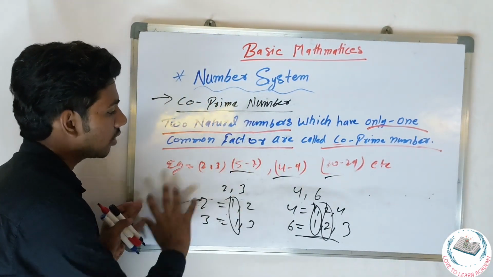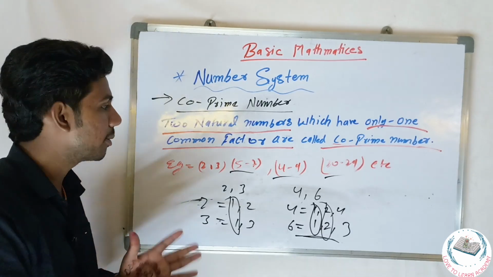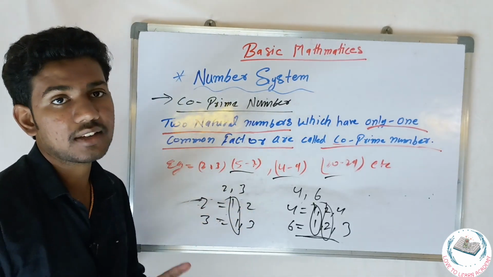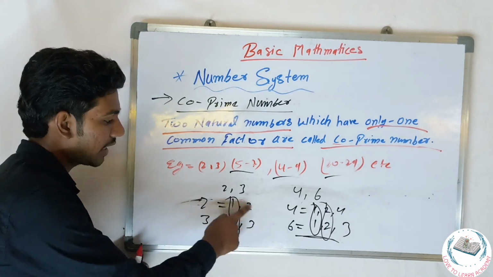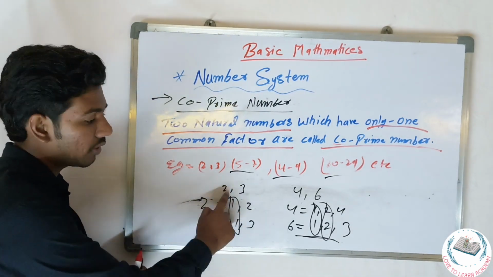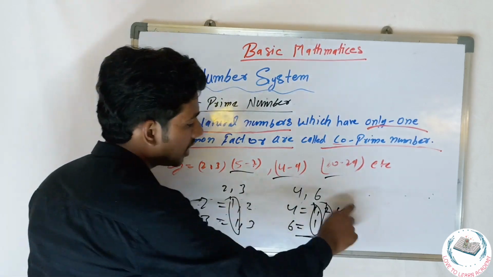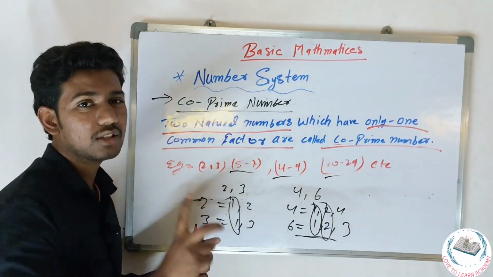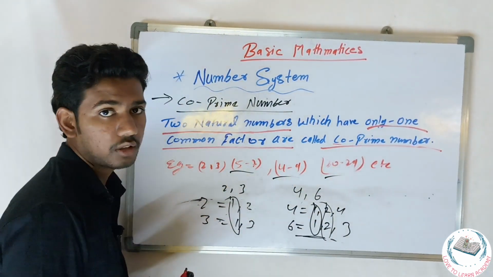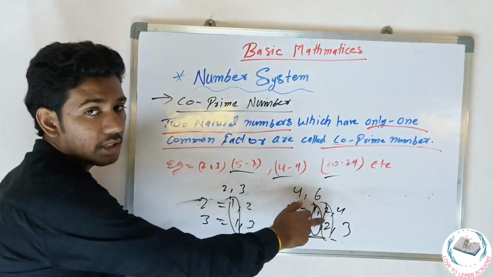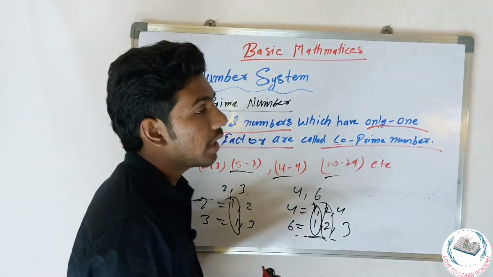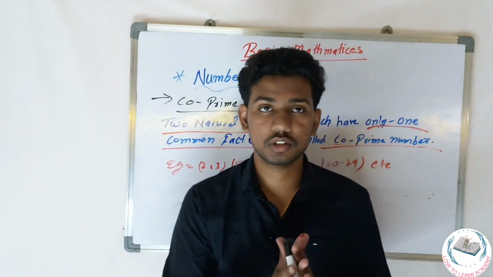So these are the co-prime numbers. Co-prime numbers means their HCF has only one factor, not like this. The HCF of 2 and 3 is only 1, the answer is 1. But here the HCF of 4 and 6 will be 2, since 1 and 2 are both common. So it can't be a co-prime number. So remember, it will not be a co-prime number.